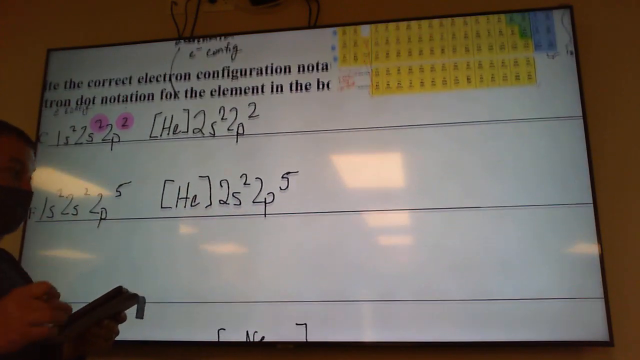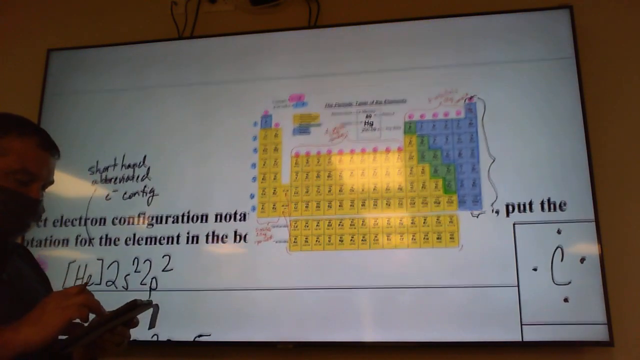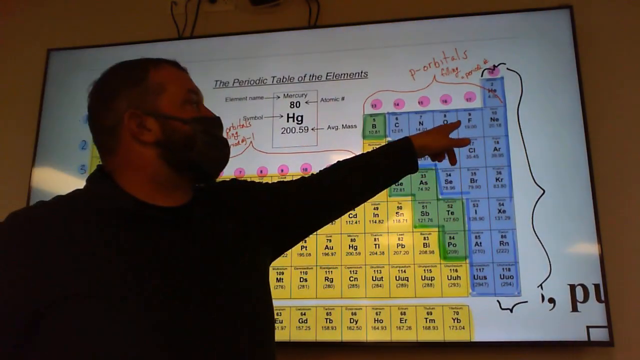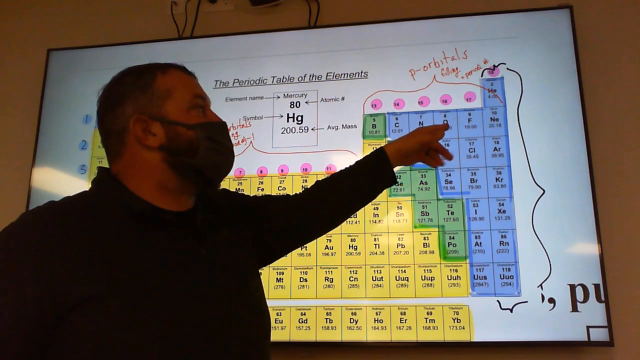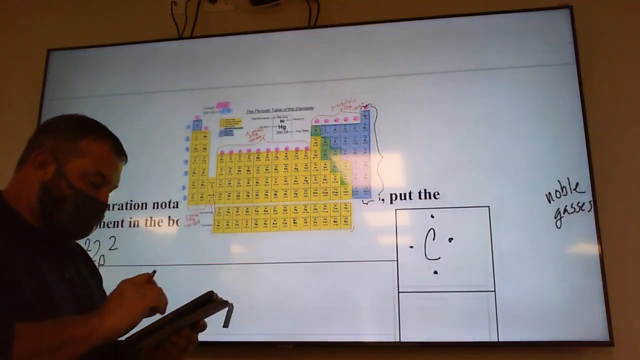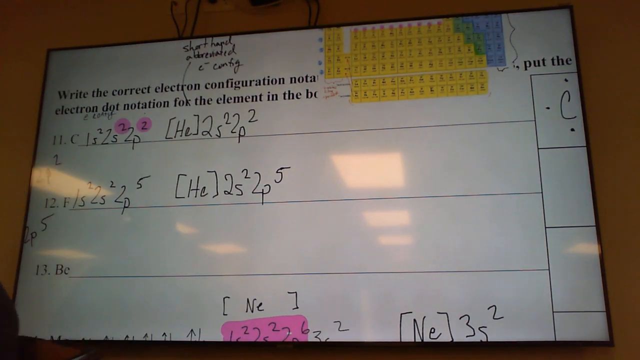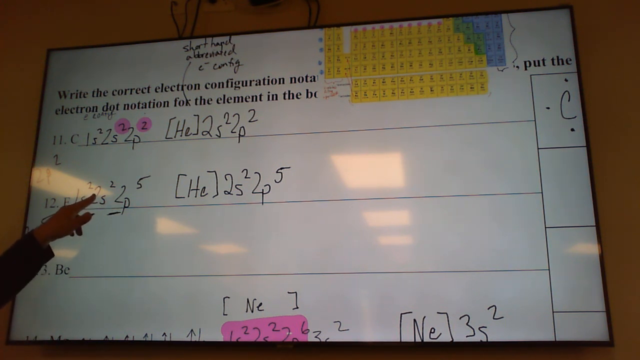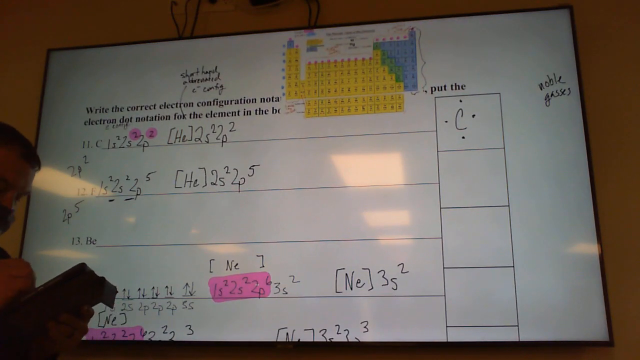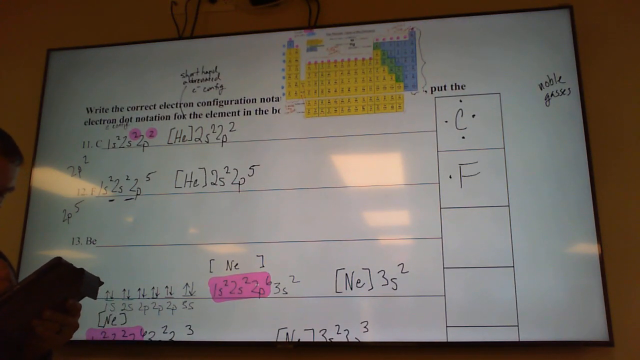So let's look at fluorine. Fluorine is in group 17. We know group 17 has 7 dots, but let's talk about why. Fluorine has 7 dots because, again, my highest principal energy level is the second. These are my highest principal energy levels for the s and the p. Notice I'm not counting 1s. I'm just counting 2s and 2p, and there's 2 plus 5 electrons for 7 dots. So fluorine: 1, 2, 3, 4, 5, 6, 7.